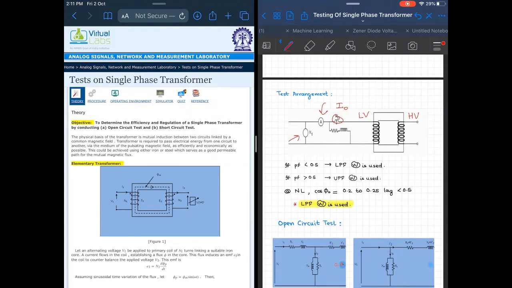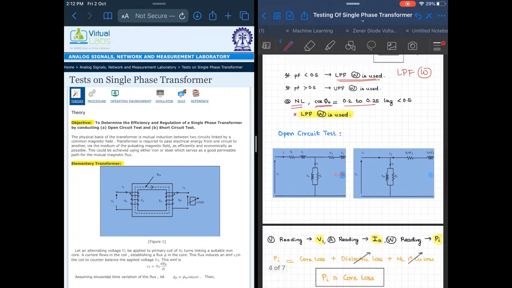We generally use a low power factor wattmeter. Why? Because at no load, cos phi naught, the no load power factor, is between 0.2 to 0.25 lagging. And since this value is less than 0.5, a low power factor wattmeter will be used.